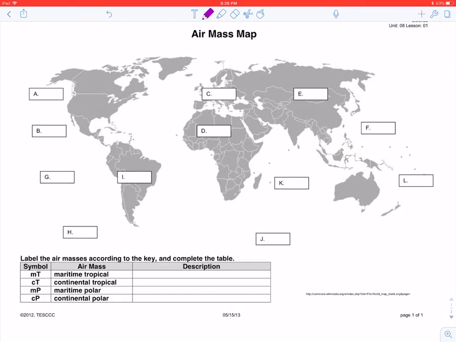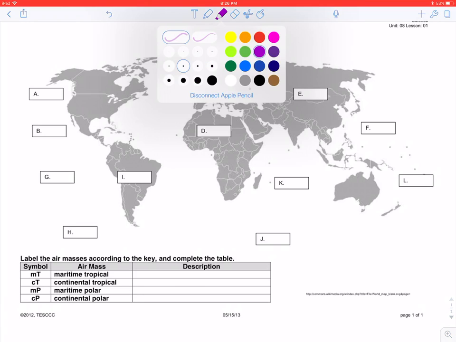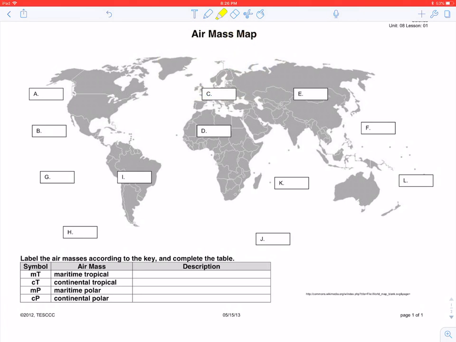Here we have an air mass map. We're going to color code these since our air mass map is so small. So I want you to grab a yellow color, a red color, a blue color, and a purple color. So yellow, red, blue, purple. I'm going to go ahead and start with the yellow. I'm going to highlight this word maritime tropical in yellow.